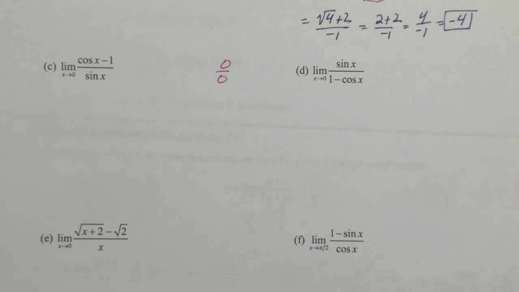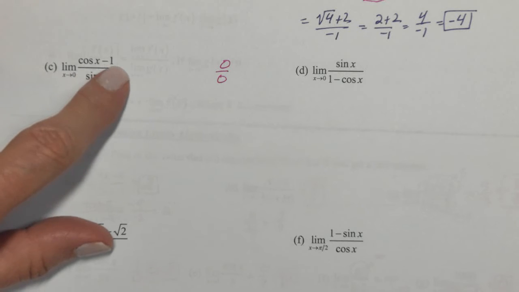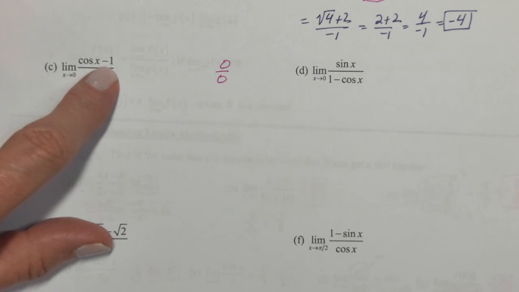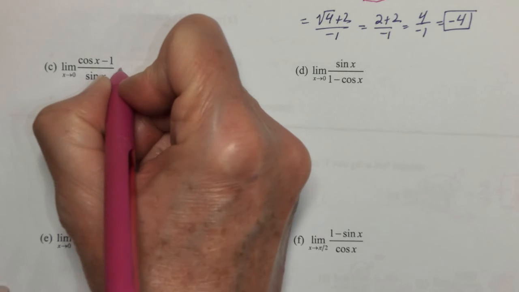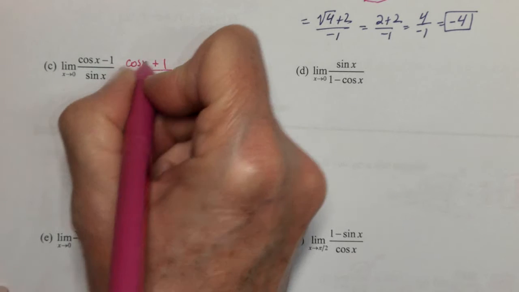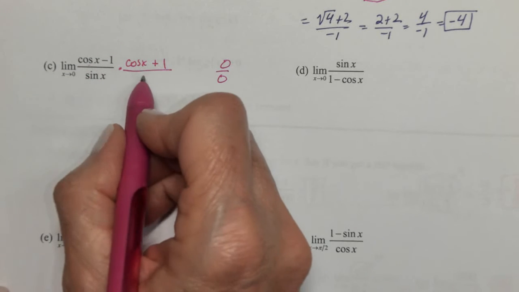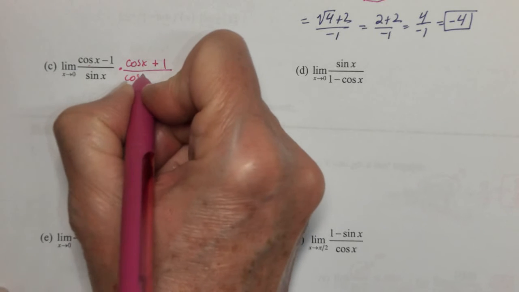Well, the only thing we can do is multiply by a conjugate. What conjugate? Well, the only conjugate that I can see is up in the numerator, because that's the only thing that we have two terms in. So a really hidden one, but that's what we have to do here. I'm going to multiply top and bottom by the conjugate of cosine x minus 1, which is cosine x plus 1, over itself.